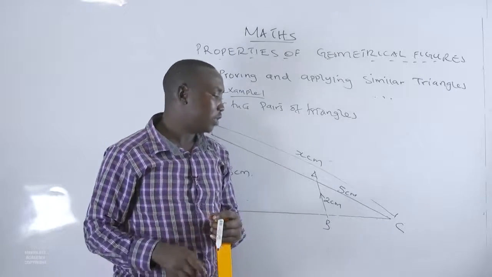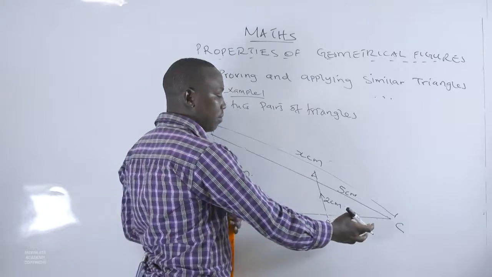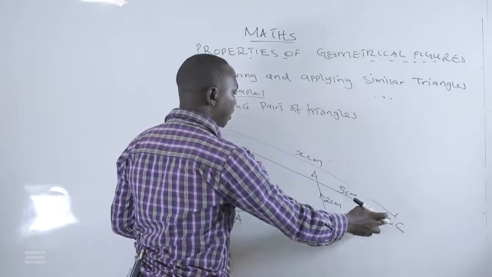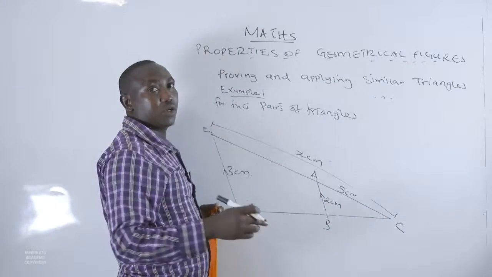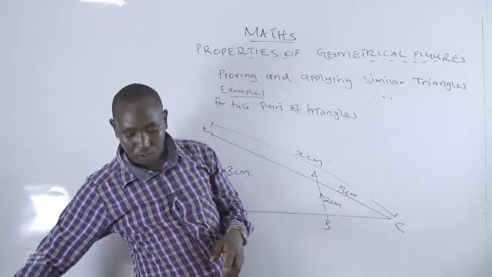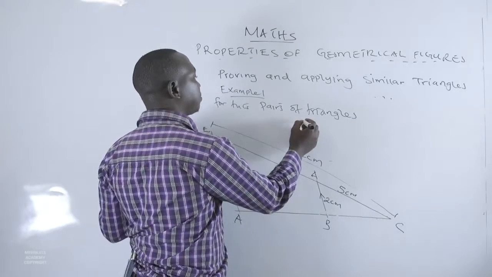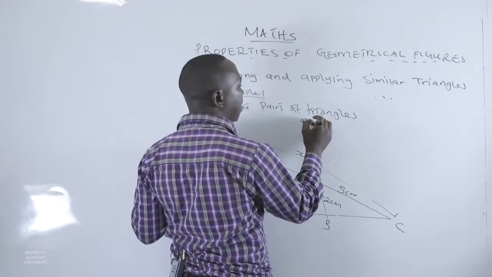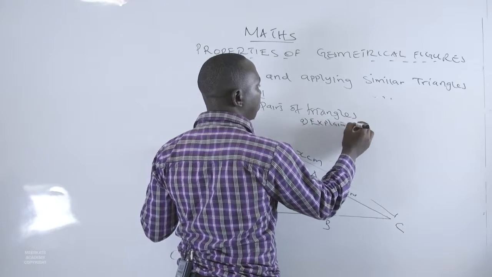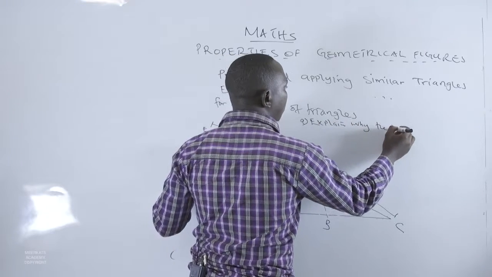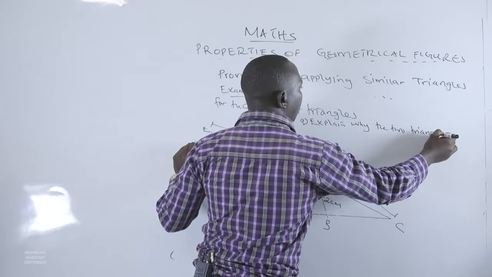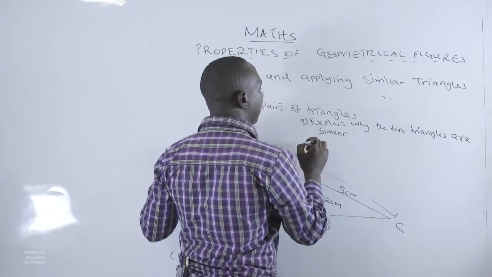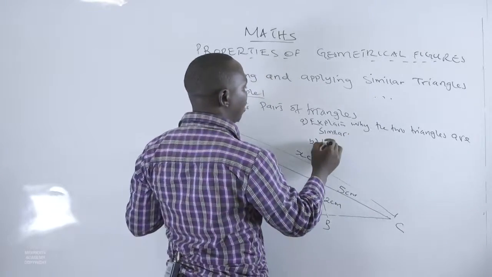We have these two triangles. You can see them. We have the first triangle, which is CAB. We also have another triangle CEA. So there are two triangles. In these two triangles, we are supposed to, one, explain why the two triangles are similar. And then part B, we find the value of x.